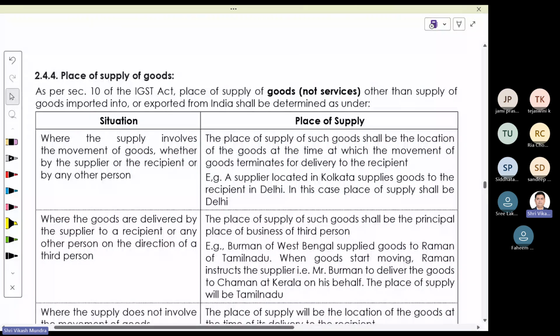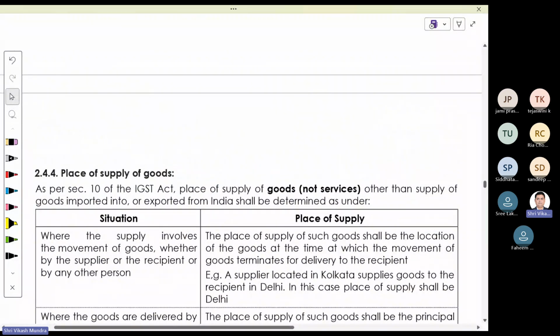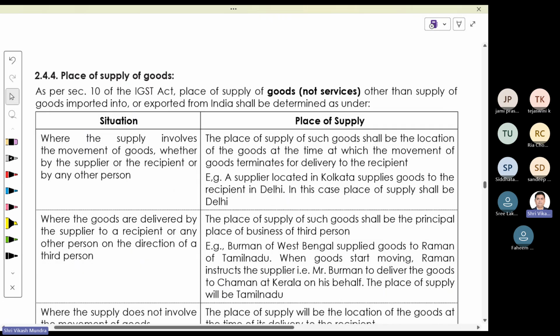Now comes the place of supply of goods. Last night we discussed if goods are boarded from CCU and we are traveling through air, what would be considered as the place of supply. These are the rules for determining place of supply of goods.